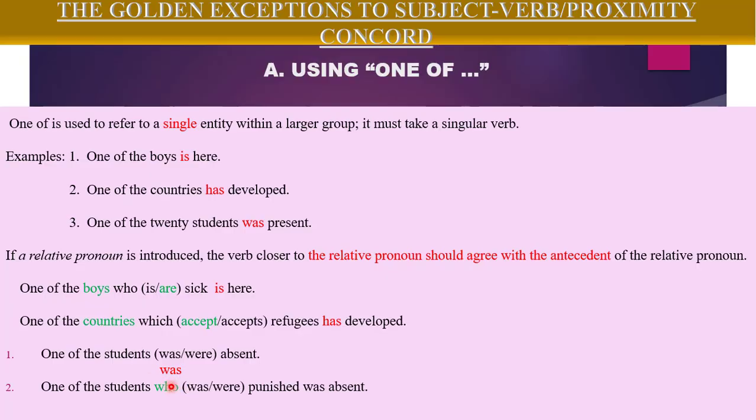This means that the verb that we are selecting over here should agree with students, which is the antecedent of the relative pronoun. So the answer is going to be were. The students who were punished, one of them was absent. So that is the Concord rule regarding the use of one of.